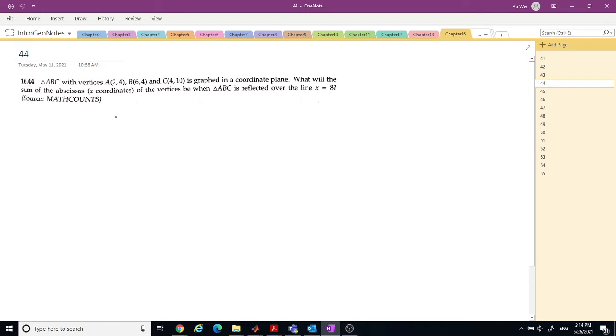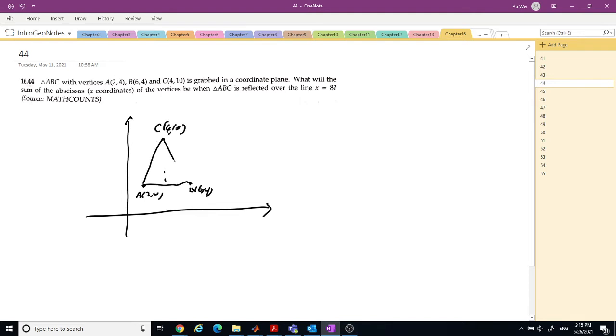Next. So A, B, C have vertices of this. Let's see. A is (2, 4). B is (6, 4). Then C is (4, 10). So here we have a triangle ABC, and this is the midpoint, right?